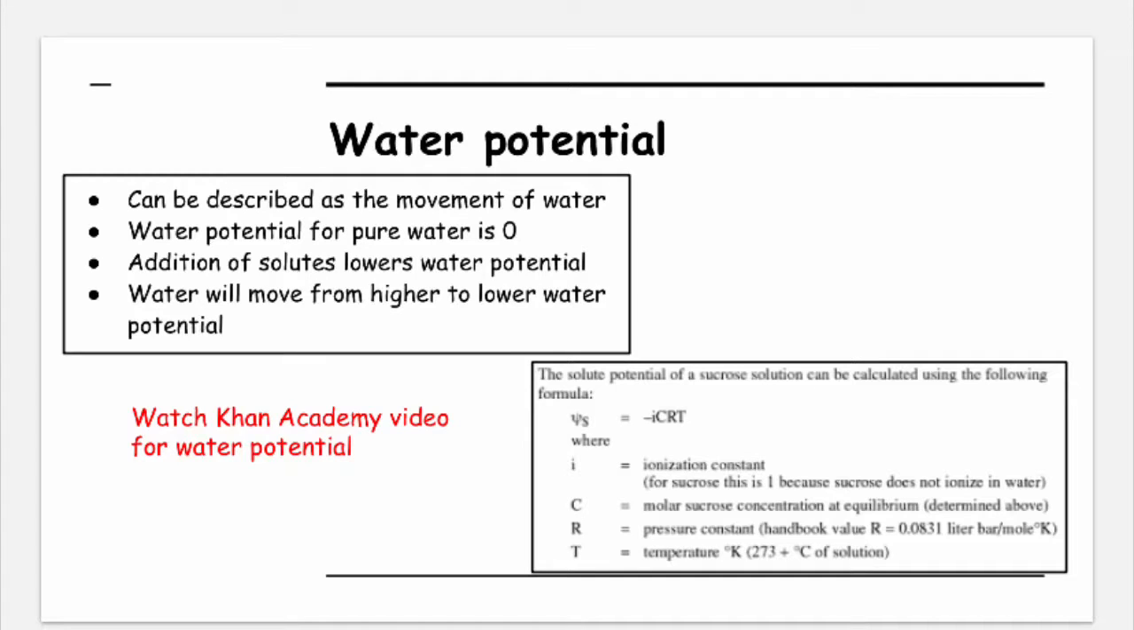The next topic is going to be water potential, and scientists describe that as the movement of water. Something that you should know is that water potential for pure water is 0, and it never goes above 0. Addition of solutes lowers water potential, so in cells, the water potential is going to be negative, and water will move from a higher to a lower water potential, like diffusion.